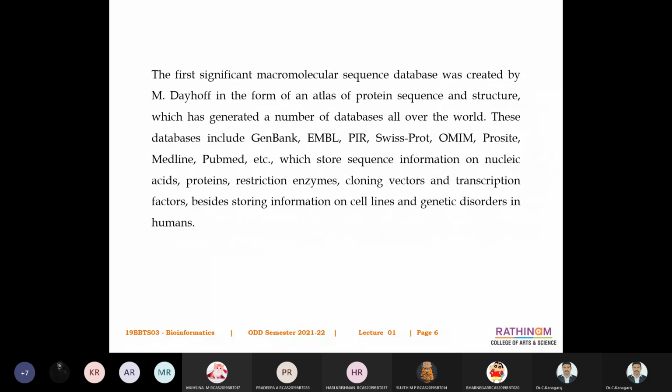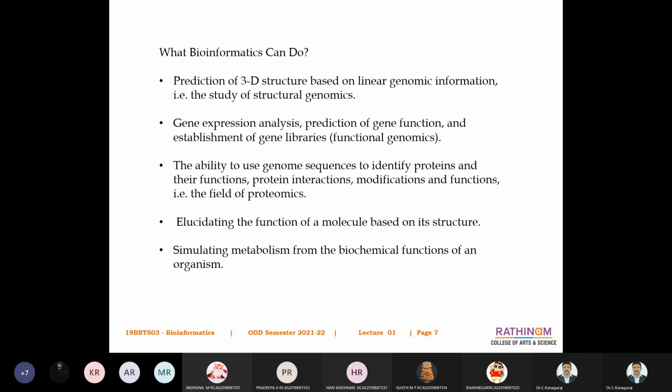First, the databases were created for macromolecules using protein structure. He designed databases like GenBank, EMBL, PIR, SWISS-PROT. In a future topic, we can discuss these databases. What is the importance of bioinformatics? What can it do? It is the prediction of 3D structure based on linear genomic information, called structural genomics.